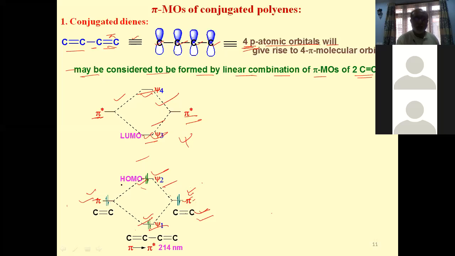Now in the process, what has happened? This becomes your HOMO, psi 2 becomes HOMO, and psi 3 becomes LUMO.